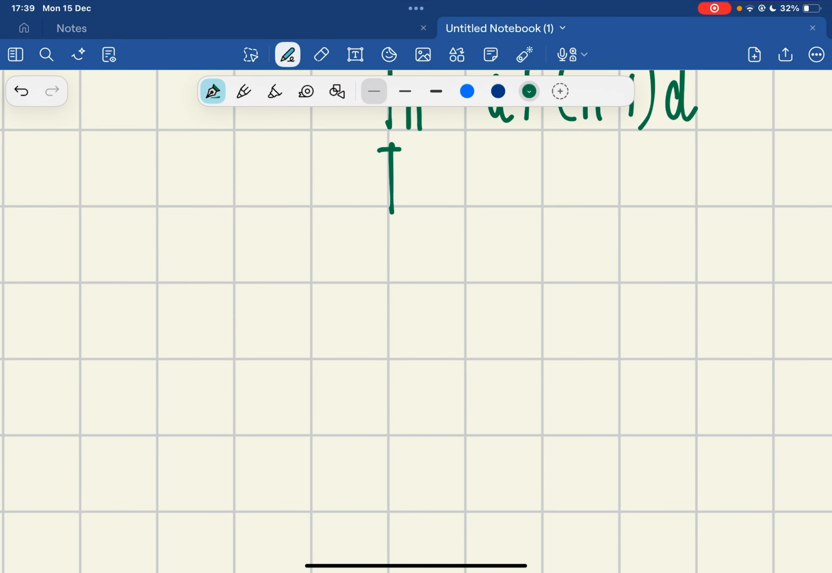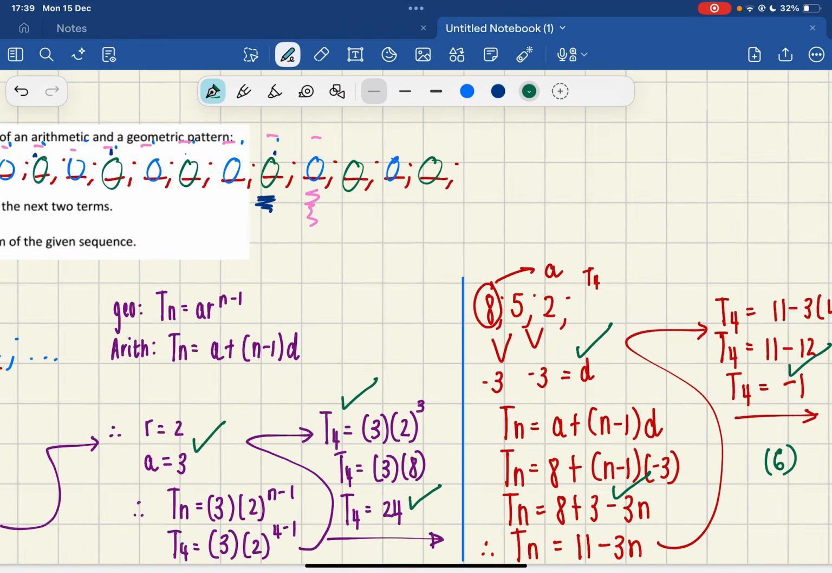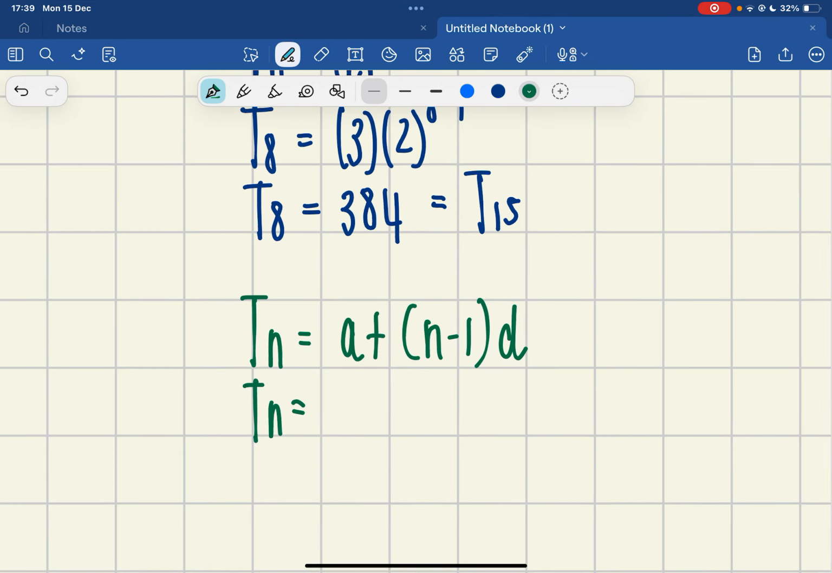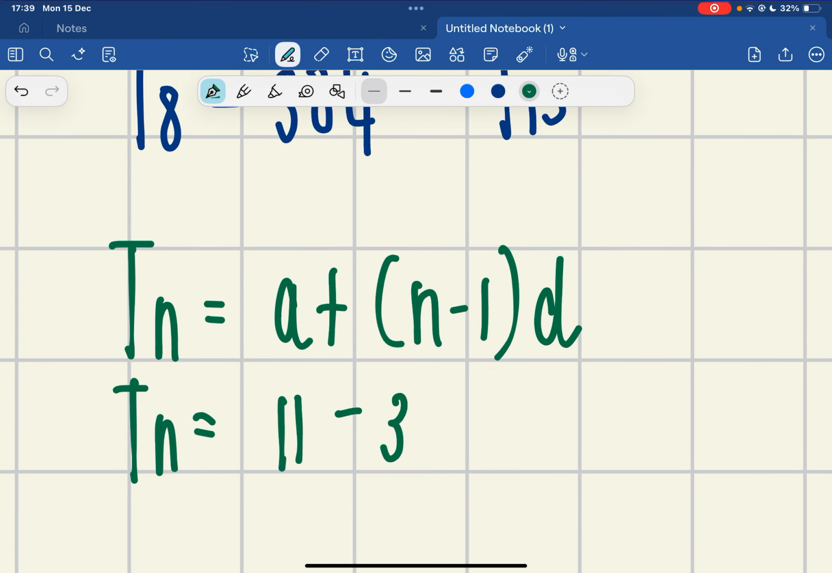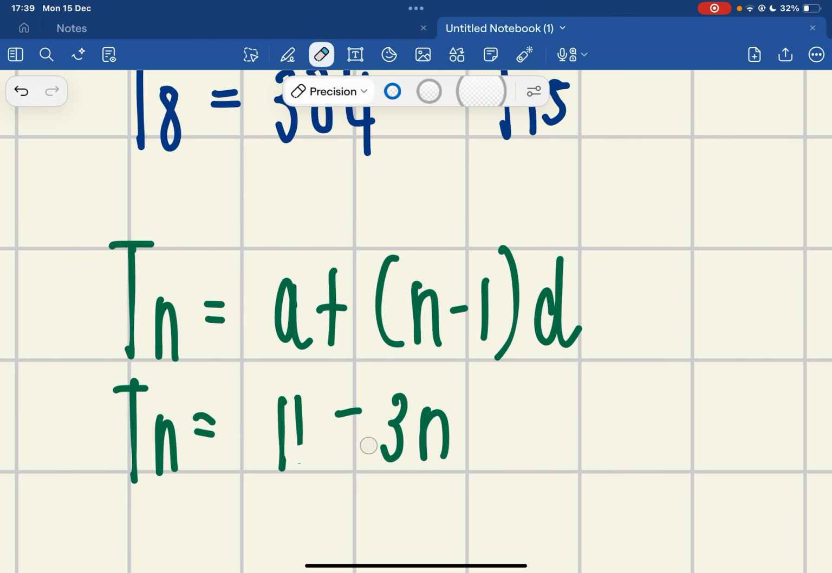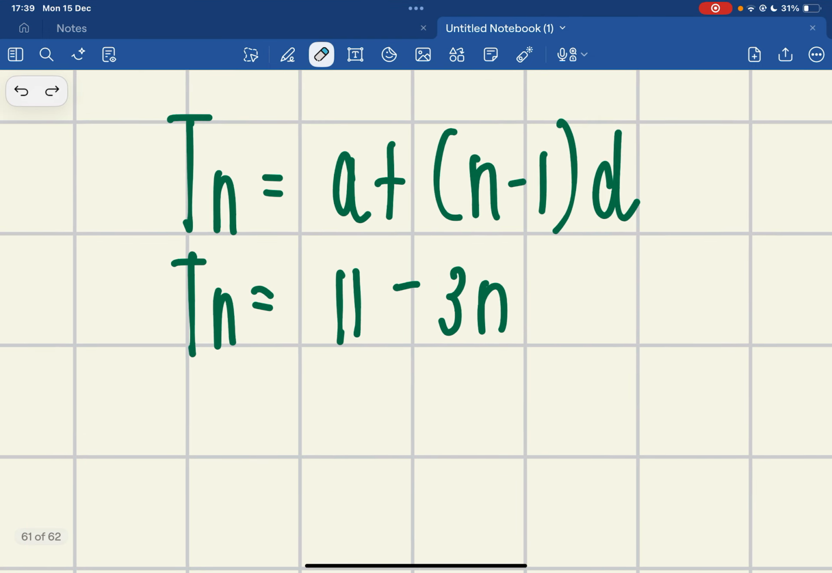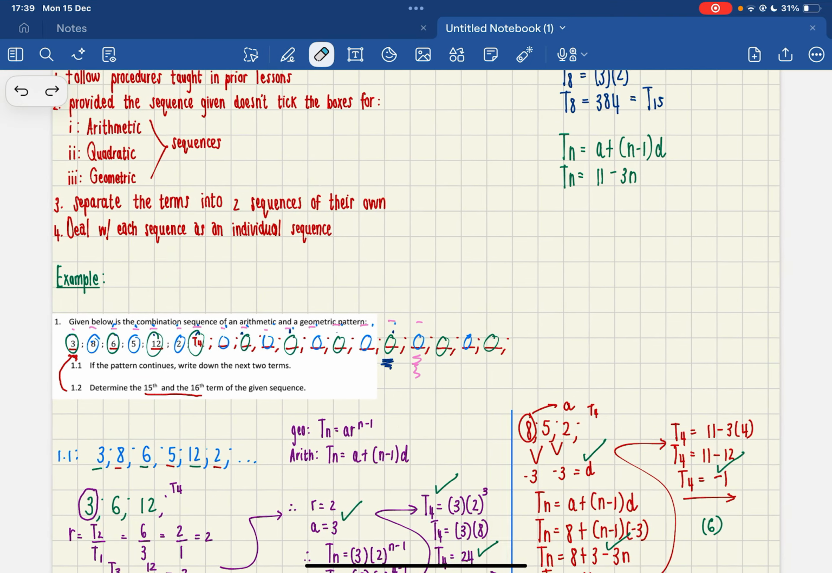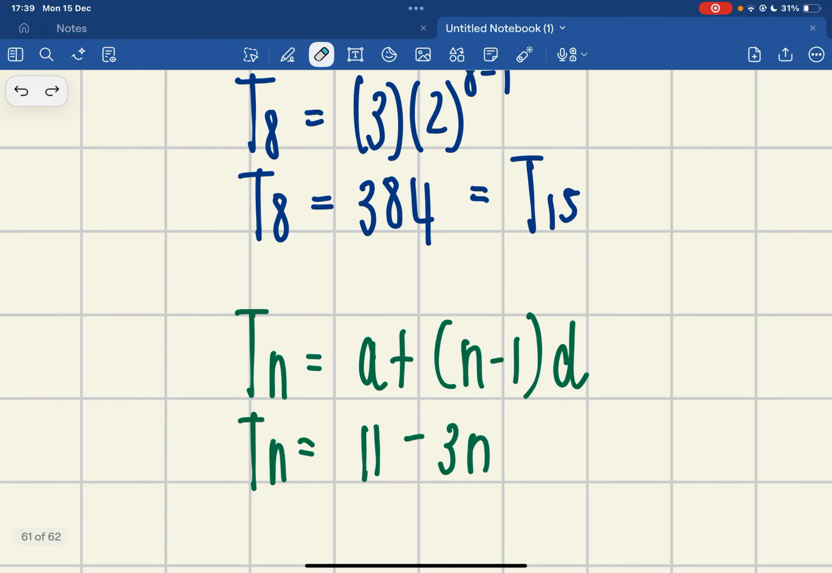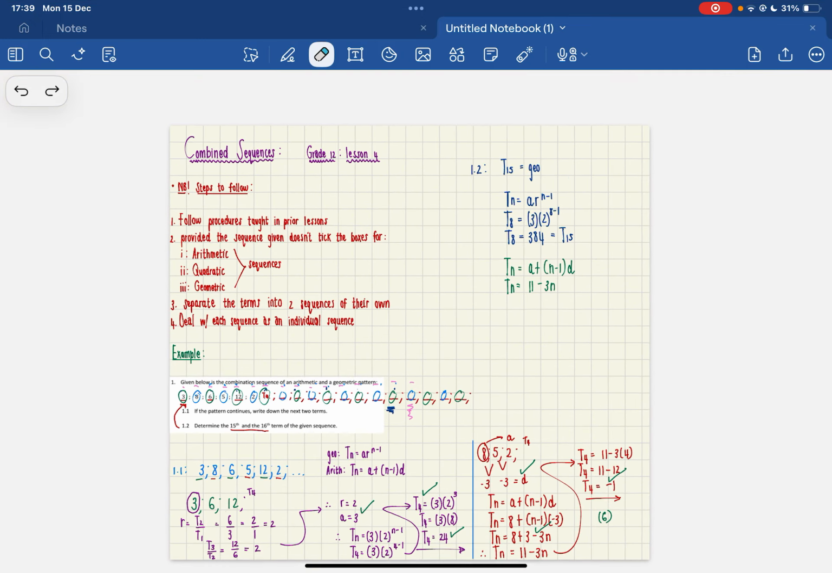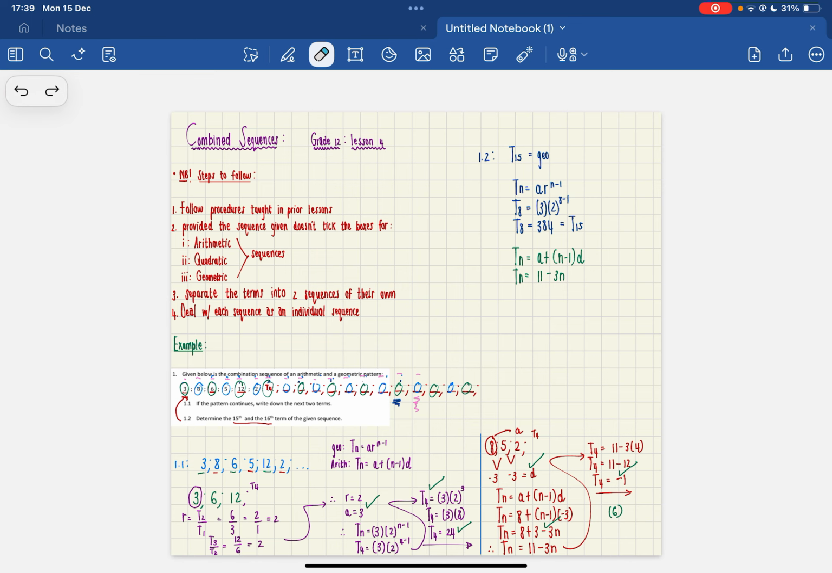And we said that T of n is equal to, now T of n formula is here, 11 minus 3n. That's our T of n formula simplified: 11 minus 3n. Now, do we substitute in 16 into our T of n formula? No, we do not, because the 16th term represents the position in the original sequence, not in our arithmetic sequence.